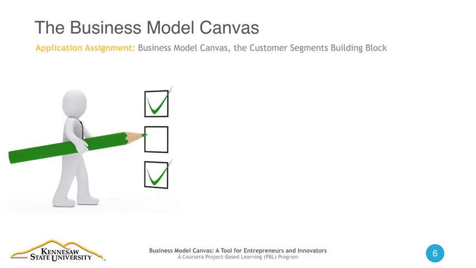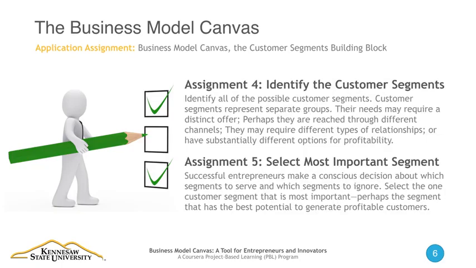Second, there are 2 application assignments. Now, with your idea in mind, it's your turn to identify the customer segments that might be the most interested in your idea, and then make the important decision of selecting the one customer segment that you consider to be most important. Good luck, and we'll get together again at the beginning of Module 3.